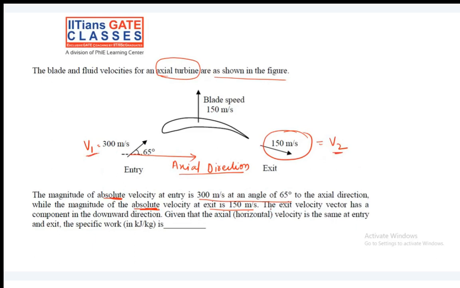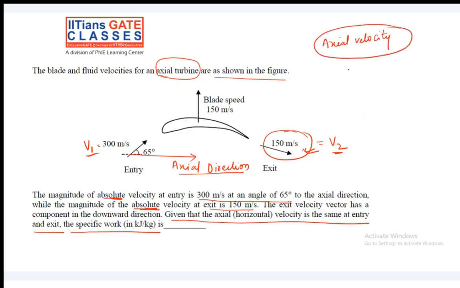Then it says that the exit velocity vector has a component in the downward direction. Then it says that given that axial velocity is the same at the entry and exit. Axial velocity, how did we denote it? As vf1. And it says that vf1 is vf2, and this we have anyway appreciated in axial turbines, vf1 was vf2, so this has been mentioned.